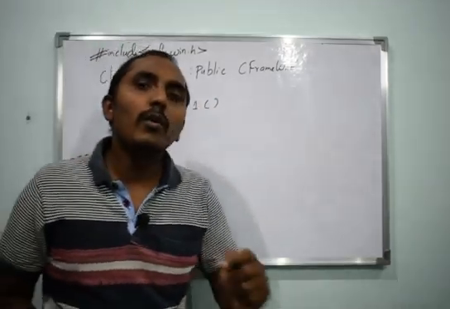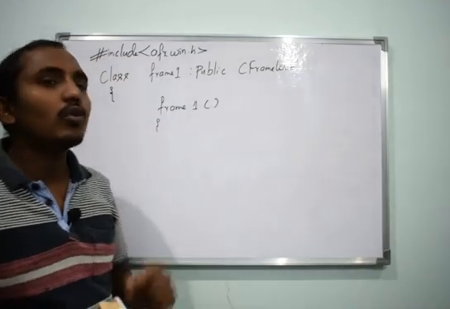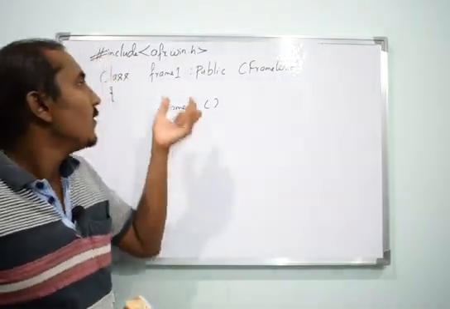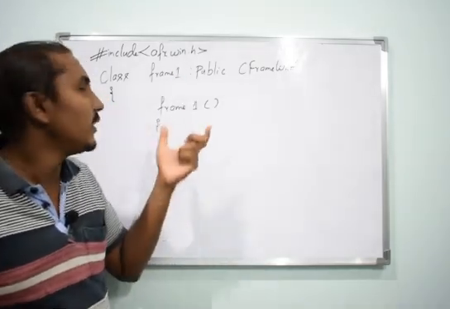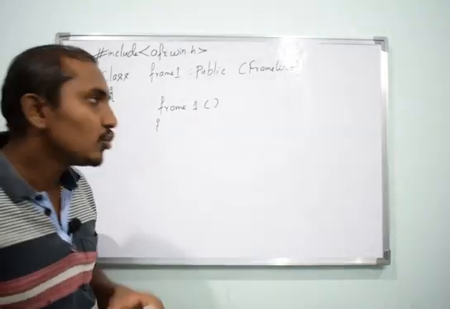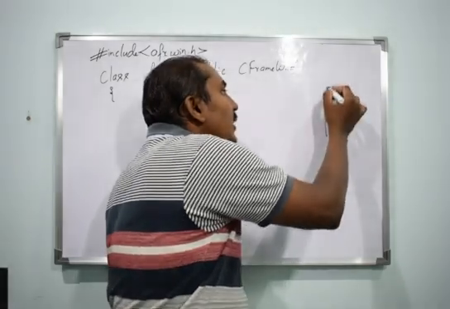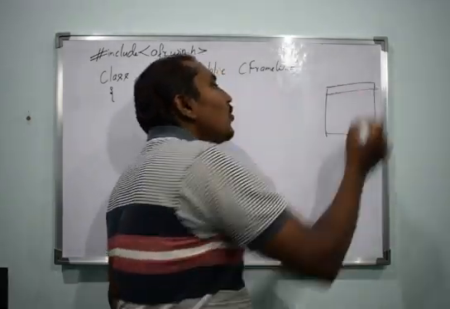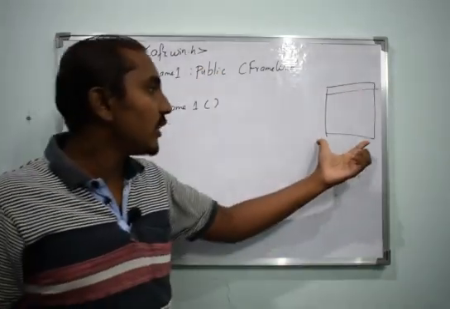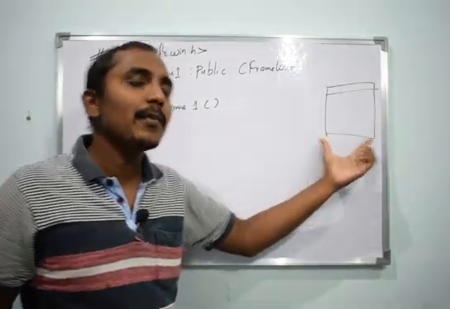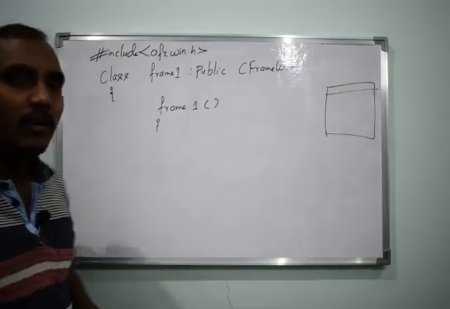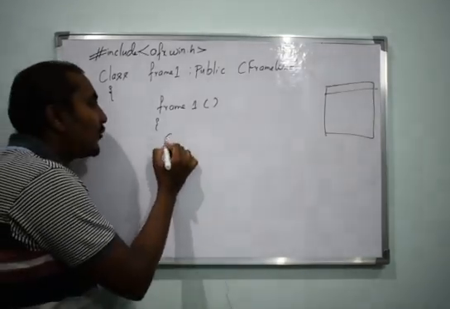Now you know one thing, that when the object of the class is created, the constructor will be called. That is to say, whenever I want to display any window, while displaying that window I am going to create the object of this window. Whenever I create the object of this window, this frame will be created. Now I need to write the details of how the frame will be.